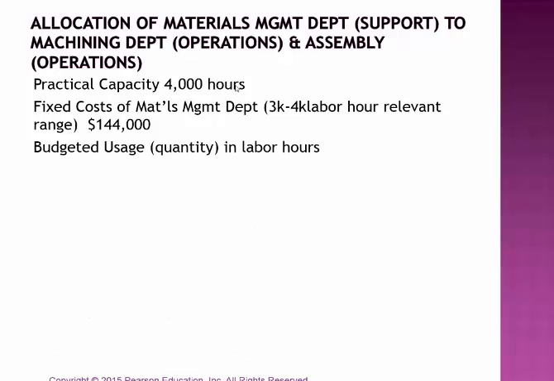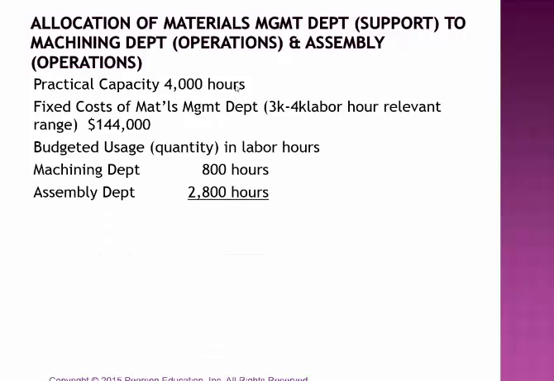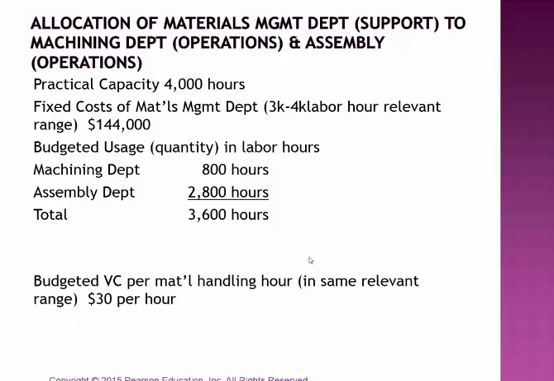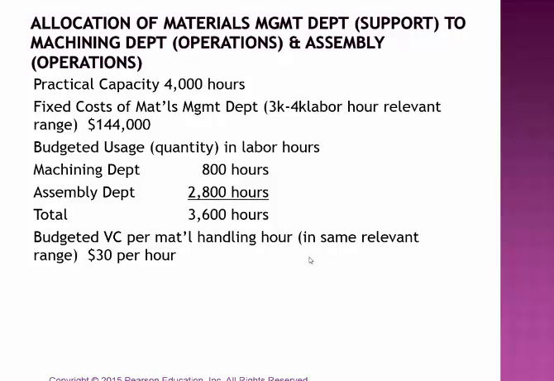The budgeted usage of the underlying departments can be calculated in advance. The machining department estimates that they're going to need 800 hours of the materials management time, and the assembly department budgets that they believe they're going to need 2,800 hours of the materials management department's time. All right, so if we add those two up, we get a total of 3,600 hours. Again, this is within our range of 3,000 to 4,000 labor hours. We have a budgeted variable cost for the materials management department on a per hour basis. And this variable cost is $30 per hour. It too has been estimated to be $30 per hour based on the relevant range.